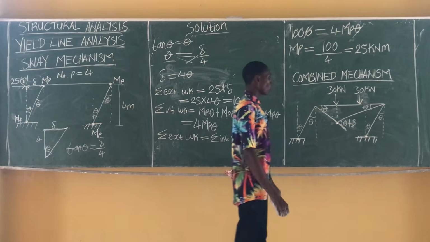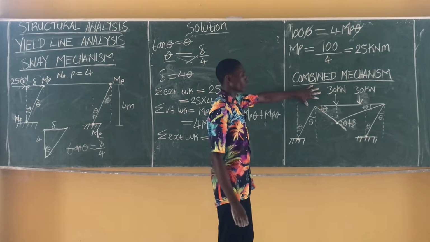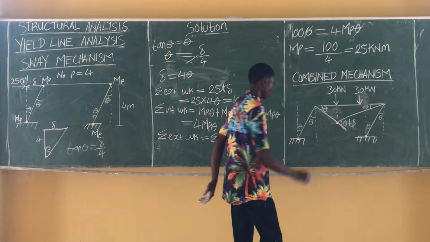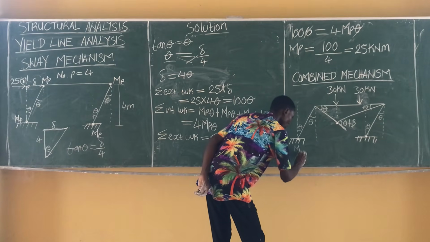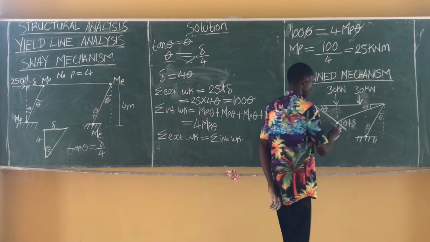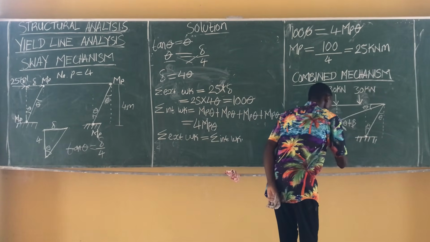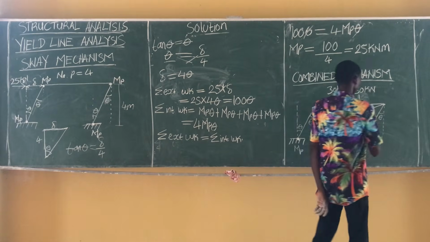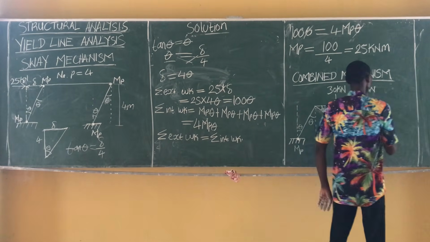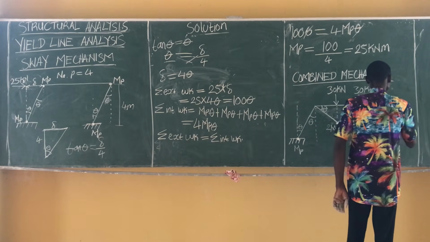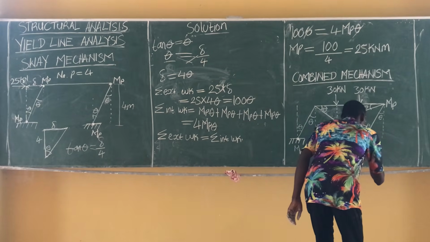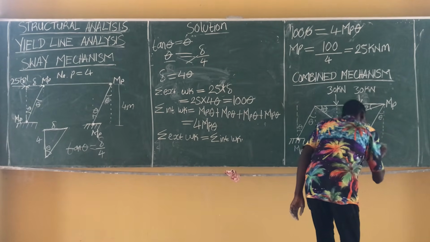Remember, our maximum plastic hinge for this system is 4. So at this point, we have MP. At this point, we have 2 MP. At this point, we have MP. And at this point also, we have MP.